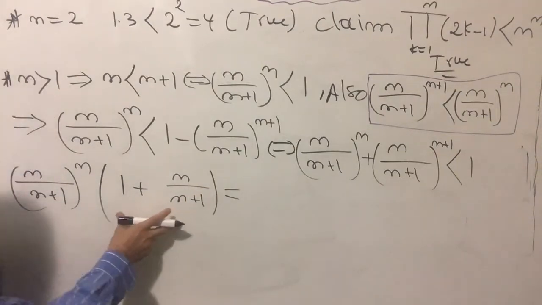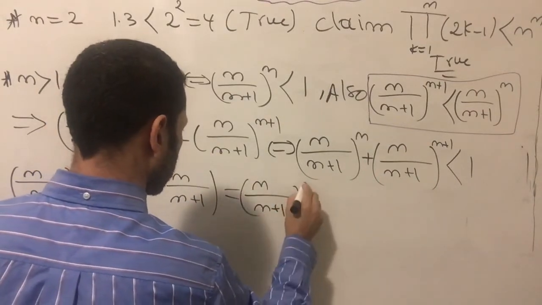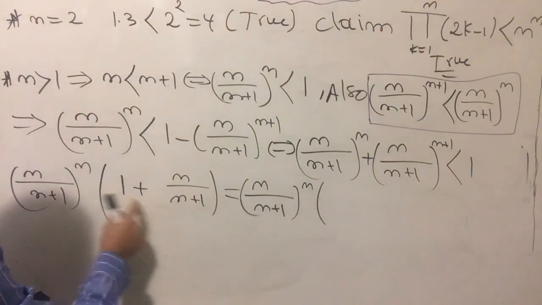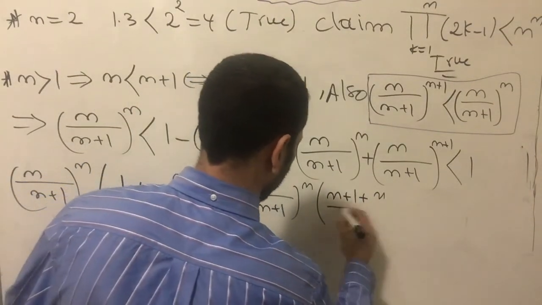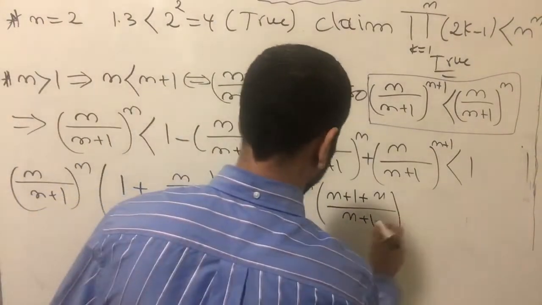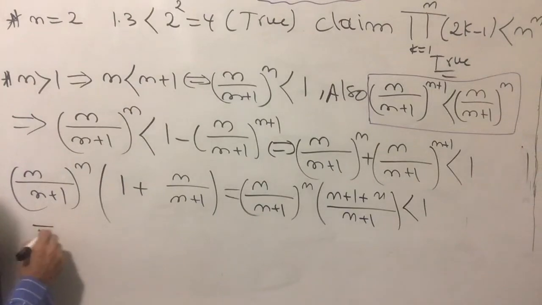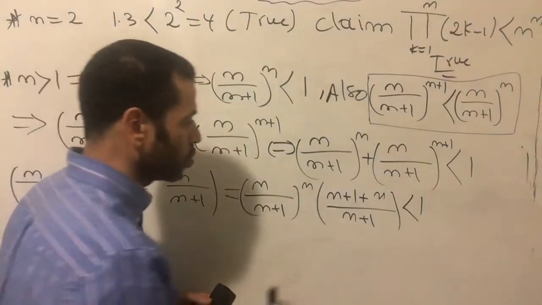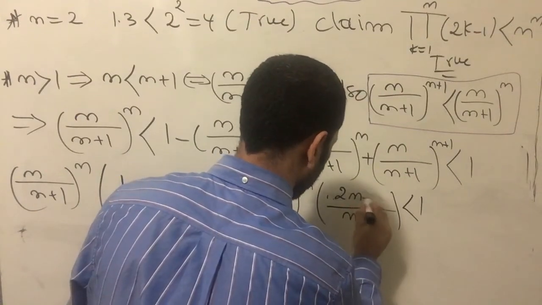I'm going to simplify this a little bit. So I will have n over n plus 1 to the n multiplied by, with common denominator n plus 1, n plus 1 plus n over n plus 1. This whole thing is strictly less than 1. As you see here, n plus 1 plus n equals 2n plus 1.